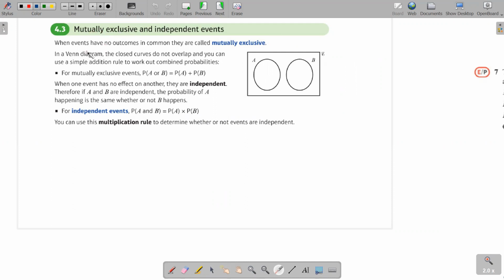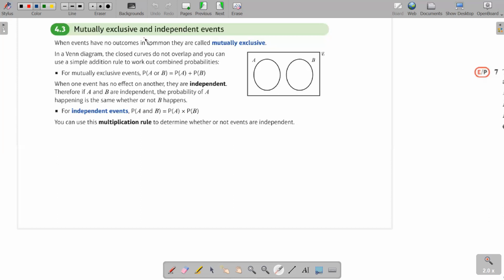When events have no outcomes in common, they are called mutually exclusive. I think you can see quite clearly in this diagram there are two events. The first event is A, the second event is B, and you can see that the two circles are separate of each other. There is no intersection. There is no common element between the two circles. There are no common outcomes, because if two events intersect, at the intersection you have outcomes common to both circles, right?